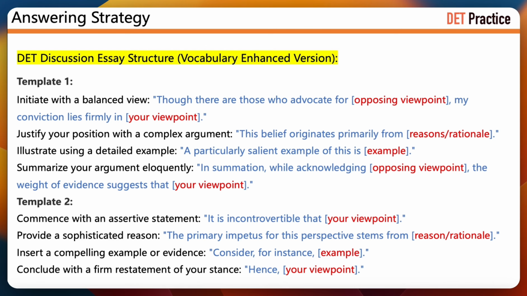Template 2 also receives a vocabulary boost, starting with "it is incontrovertible that" for a stronger, more assertive opening. Reasons are introduced as "the primary impetus for this perspective stems from," adding depth and complexity. Examples are prefaced with "consider, for instance," sounding more engaging and thoughtful, and the conclusion uses "hence" for a more formal tone. These upgrades aim to demonstrate higher language proficiency and critical thinking, encouraging test takers to use more sophisticated vocabulary and sentence structures. However, it's crucial to use these advanced phrases naturally and appropriately within the essay context.